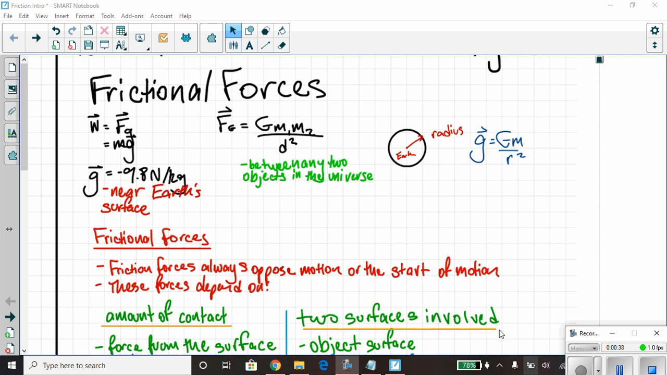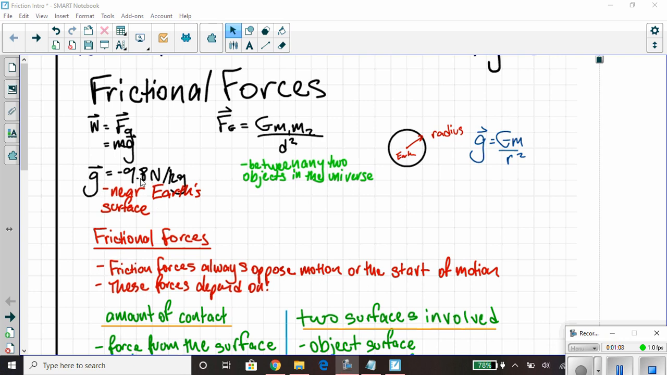If you have difficulty understanding anything, post a question in there and I will go in and answer it. So just a quick recap from yesterday before we move on into frictional forces. Yesterday we learned about something called weight, also known as the force of gravity, which is equal to the mass of the object multiplied by the gravitational field strength near the surface of the Earth, which is negative 9.8 newtons per kilogram. This equation only works for near the surface of the Earth, because this is the gravitational field strength near Earth's surface.